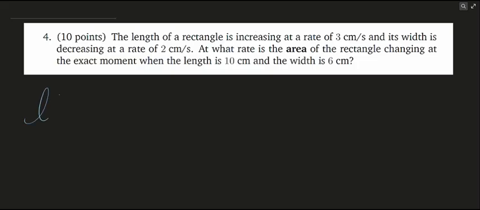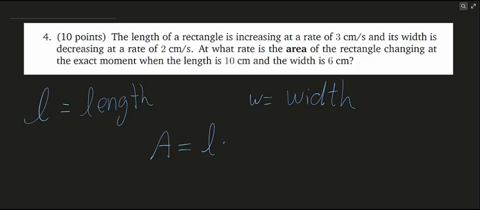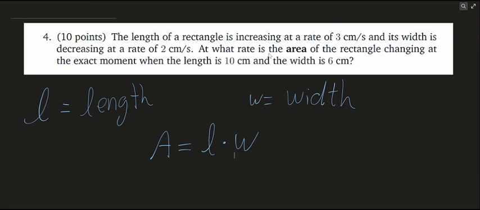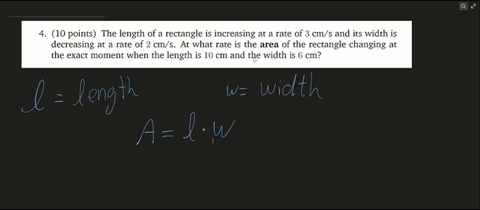So let's denote L as length, and W as width. The area of a rectangle is of course length times width. And this being a related rates problem, the independent variable is now t, because this kind of problem usually involves a movie playback in time, if you prefer. So A of t is equal to L of t times W of t.